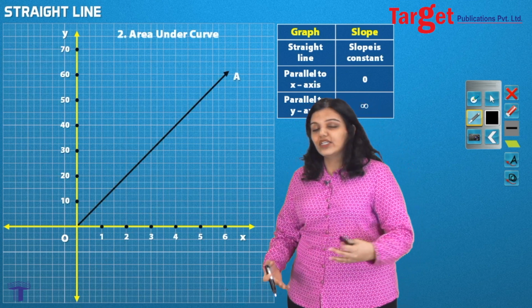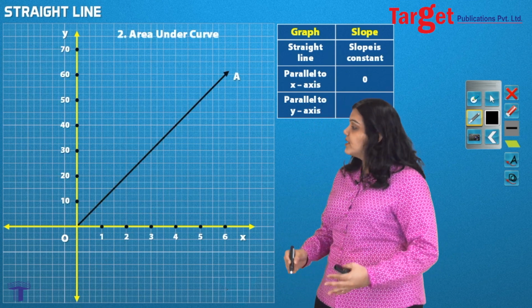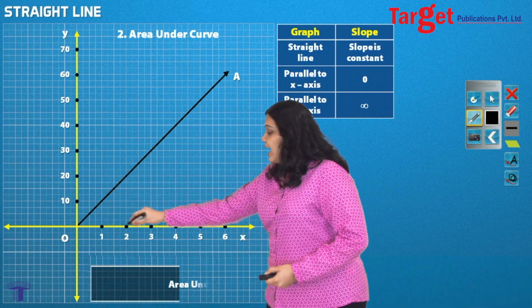Now I want to talk about what is area under curve. Area under curve is simply the area which is trapped between the graph and the x-axis.